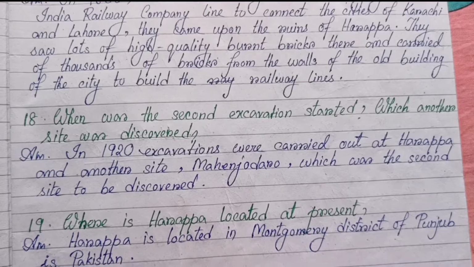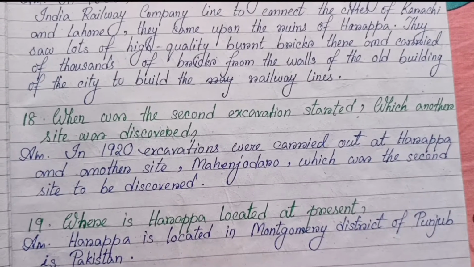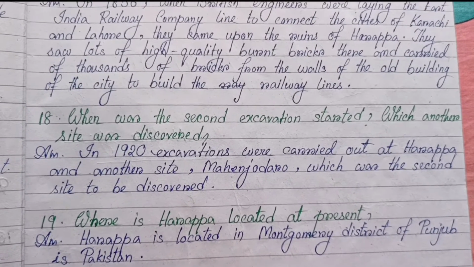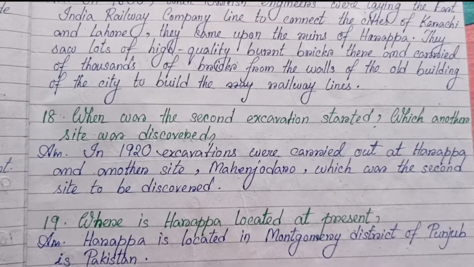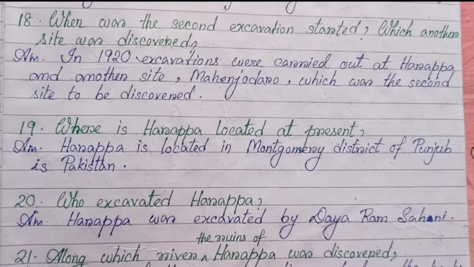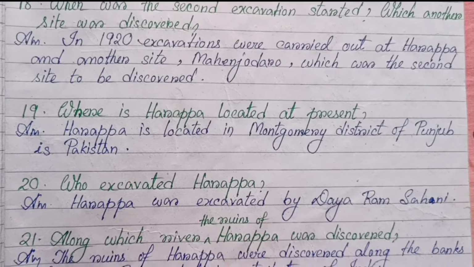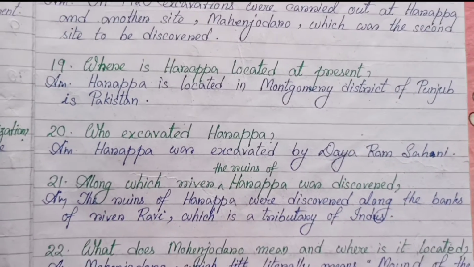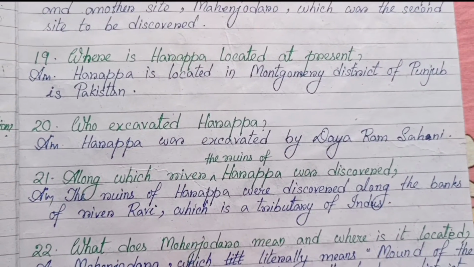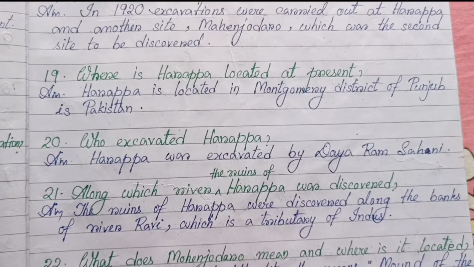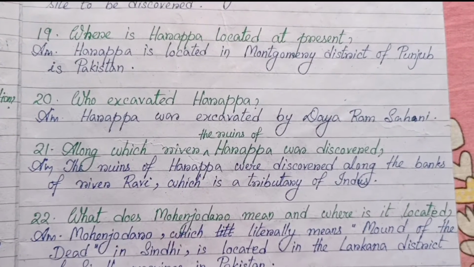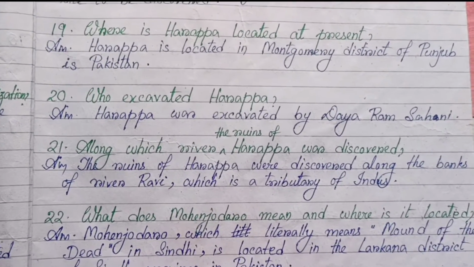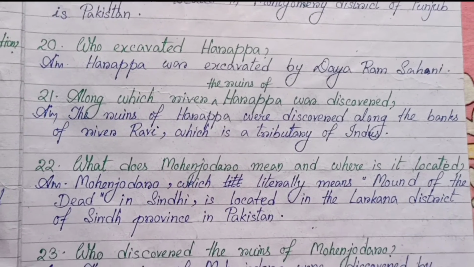18. When was the second excavation started? Which other site was discovered? In 1920, excavations were carried out at Harappa and another site, Mohenjo-daro, which was the second site to be discovered. Next, where is Harappa located at present? Harappa is located in Sahiwal district in Punjab in Pakistan. Next, who excavated Harappa? Harappa was excavated by Daya Ram Sahni. Next, along which river were the ruins of Harappa discovered? The ruins of Harappa were discovered along the banks of river Ravi, which is a tributary of Indus.